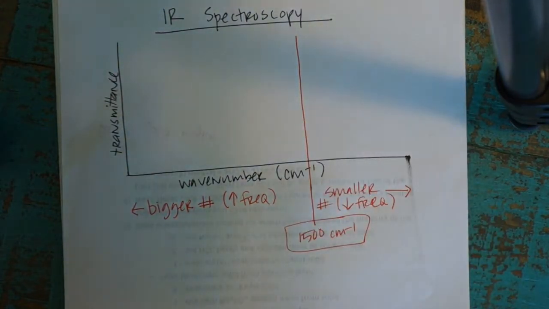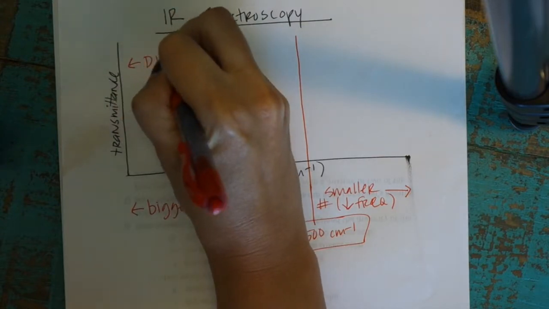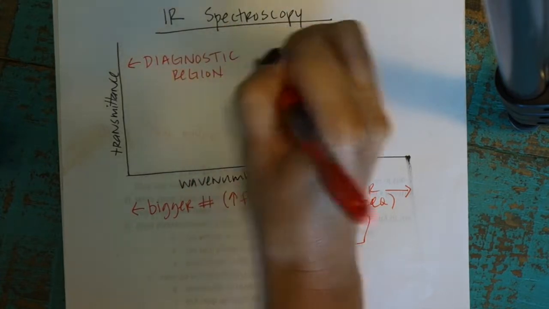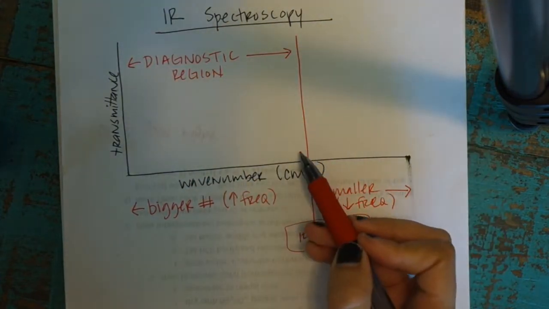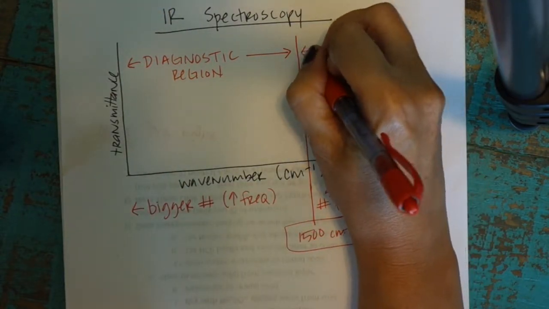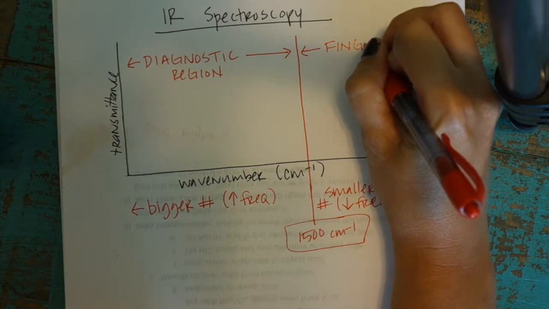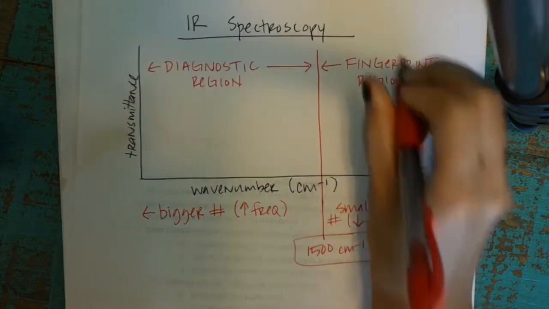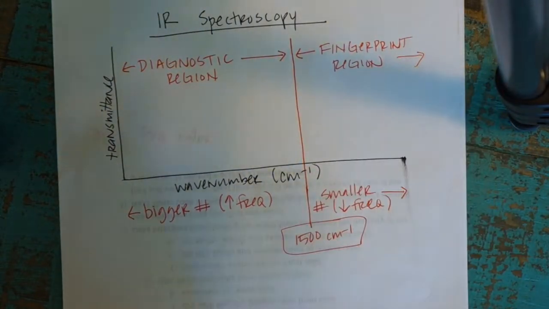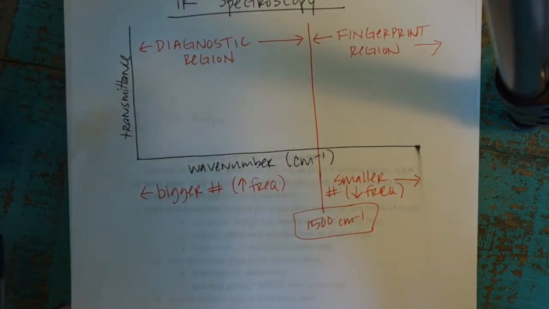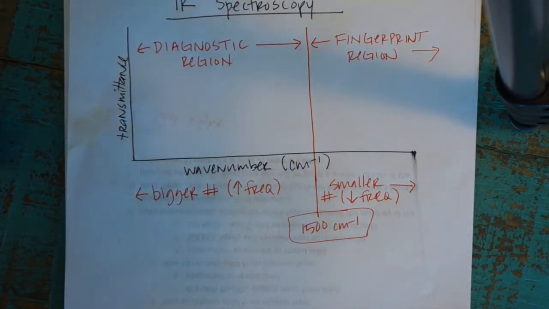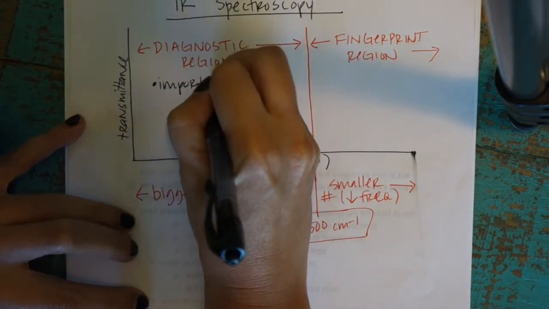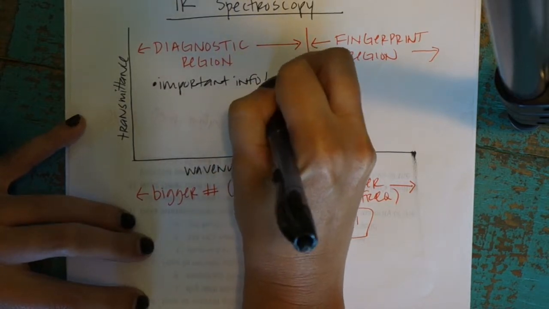It's kind of a dividing line between what we're going to be calling the diagnostic region, which is pretty much everything to the left of 1500, and then everything to the right of 1500, so the smaller numbers, is what we call the fingerprint region. And so the diagnostic region is just like what it sounds like. It's how we're going to diagnose or figure out the structure. And this is the important part of the spectrum. So this is where your most important information is.